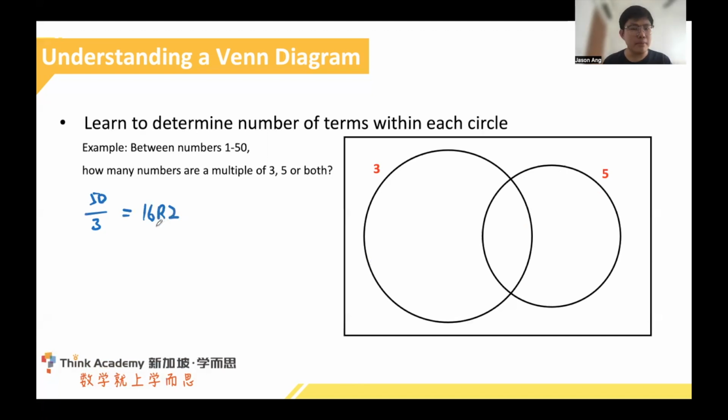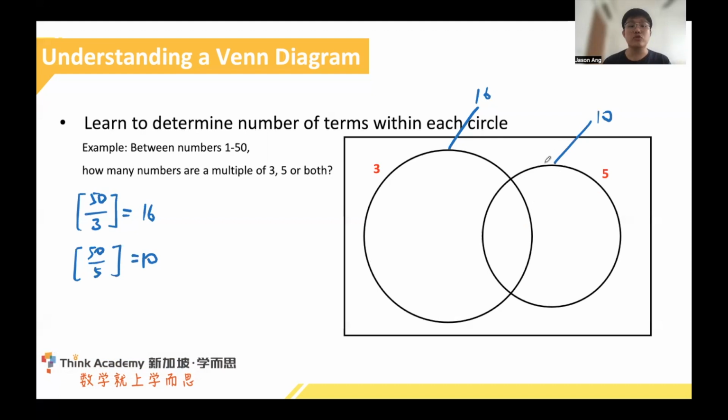However, if you really think about it, the remainder is not important. So what we can do is to first erase the remainder and write it in a special way with this special bracket. This bracket basically tells you to write the quotient, not the remainder. So we know that there are 16 numbers here. At the same time, if we did the same for 5, we will have gotten 10. We know there are 10 numbers here.